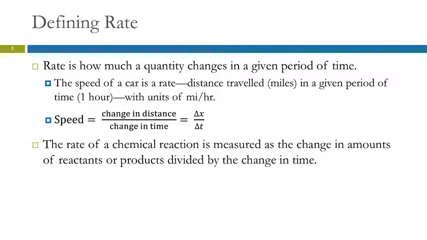So we could say that speed equals the change in distance divided by the change in time, or delta x over delta t. X representing distance, delta means the change in, and t representing time. So for a chemical reaction, the rate is generally measured in change in amounts, either of the reactants or products, divided by the change in time.